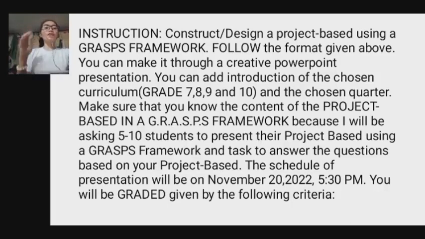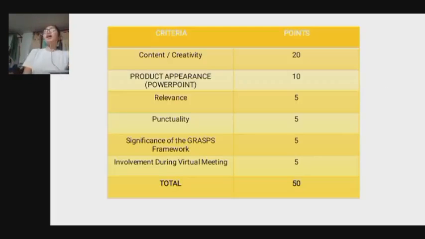So the schedule of this presentation will be on November 20, 2022 at 5:30 p.m. You will be graded by the following criteria. So this criteria or rubric falls under the standards, right? So here is the criteria for this project-based assessment. The content or creativity must be 20 points, the product or appearance 10 points, relevance 5 points, punctuality 5 points, the significance of the GRASP framework 5 points, and involvement during the virtual meeting 5 points, with a total of 50 points.